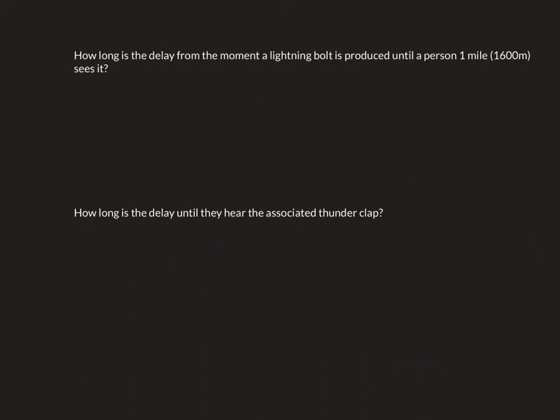So we're going to take a look at a couple of examples of that first equation. In our first one, we're asked how long, meaning time, is the delay from the moment a lightning bolt is produced until a person 1 mile, or 1,600 meters, we like meters, that's our distance, sees it. The other thing I'm going to pick out here is lightning. Lightning is a version of light, so we're going to be able to use the speed of light, 3e8, as our velocity. So we have velocity, distance, and time.